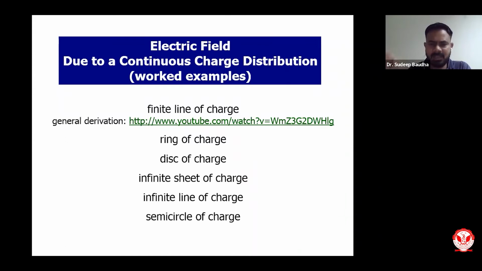So I have a ring which has uniform charge. Then I will move to the disk of charge. So I have a finite disk of charge. Then we talk about an infinite sheet of charge. Infinite means it has no particular limit. And then I can talk about an infinite line of charge. And finally, I will end up with a semicircle of charges.